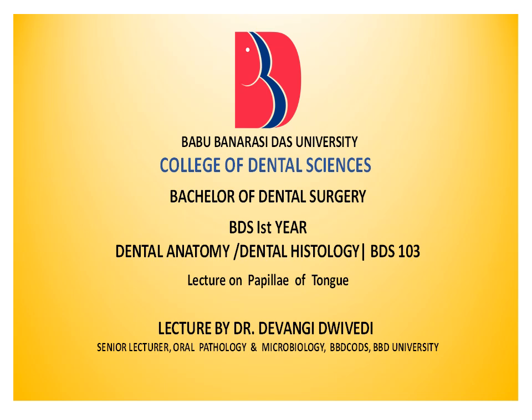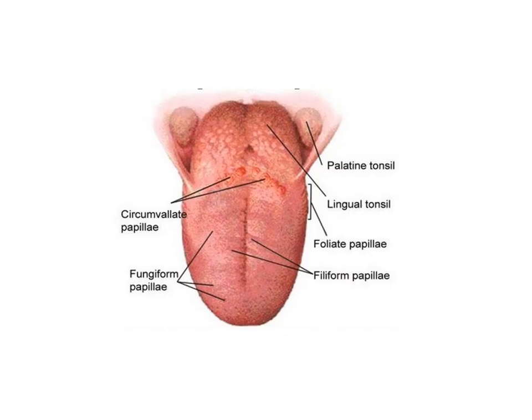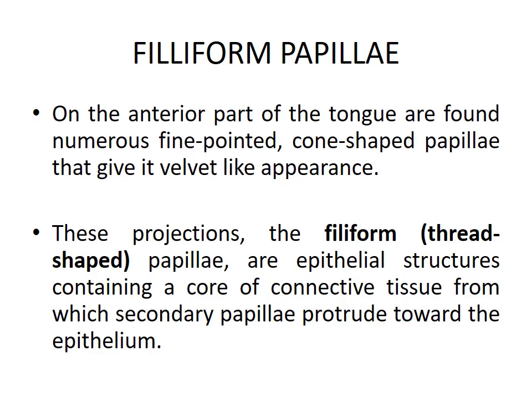Today I am going to tell you about papilla of tongue. So there are four types of papilla: circumvallate papilla, fungiform papilla, foliate papilla and filiform papilla. First, let's take up filiform papilla.